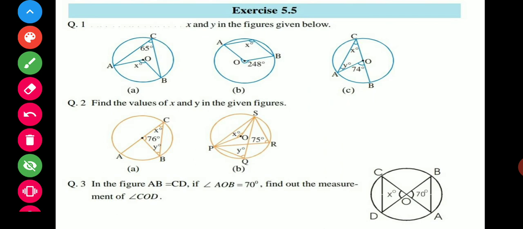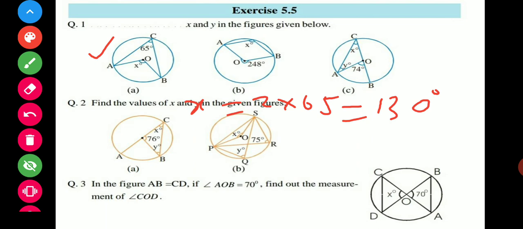What will happen in your first question? There is a circumference angle of 65 degrees. So what will happen in your x? This one. So x is equal to 2 into 65. That is 2 5 are 10, 2 6 are 12, and 130 degree. That is your answer for the first A part.